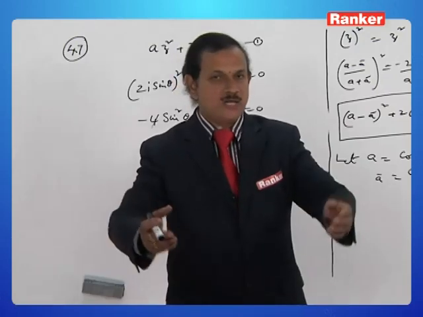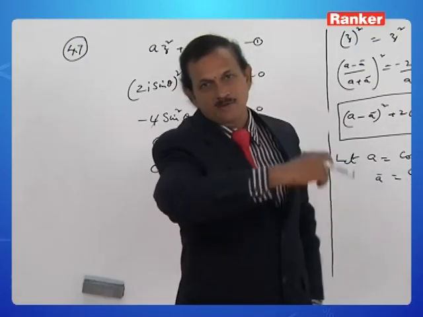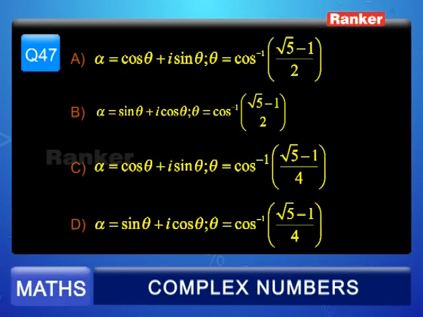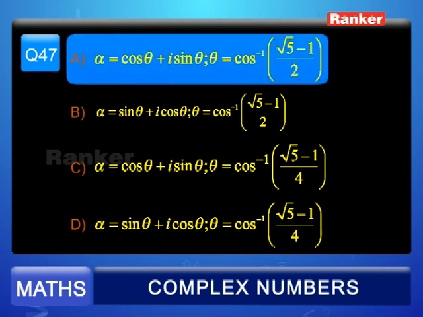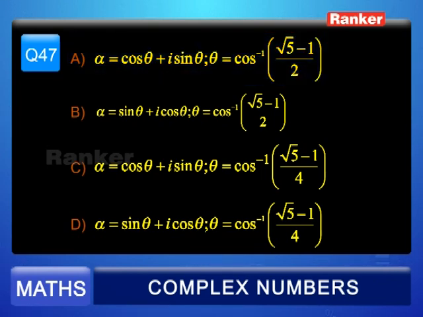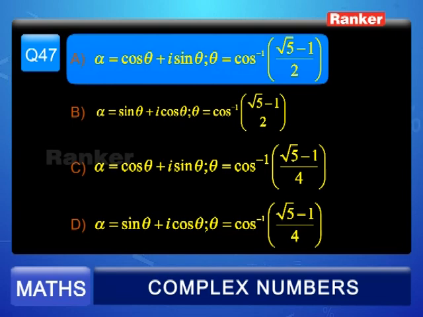It is very clearly available in option A. So, what is the right answer? Option A is the right answer. So, A is equal to cos theta plus i sin theta, where theta is equal to cos inverse of root 5 minus 1 by 2. Yes, that is the answer.